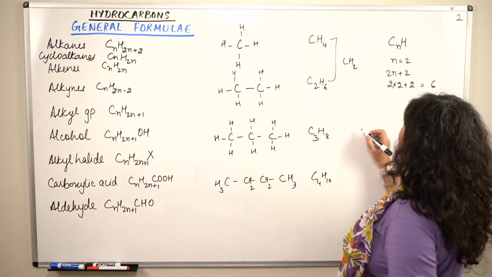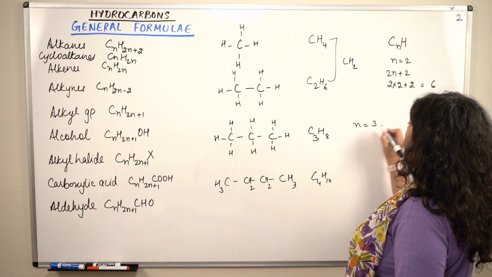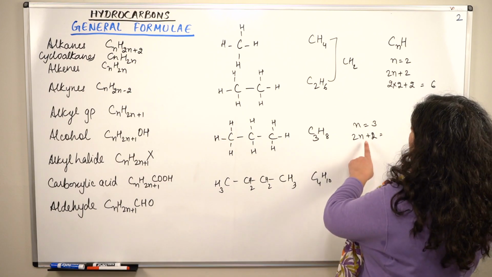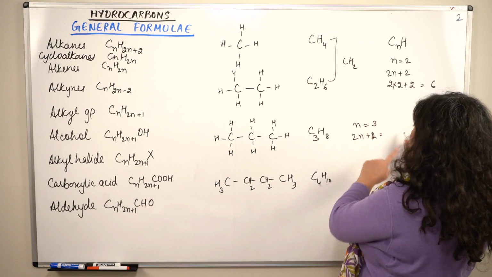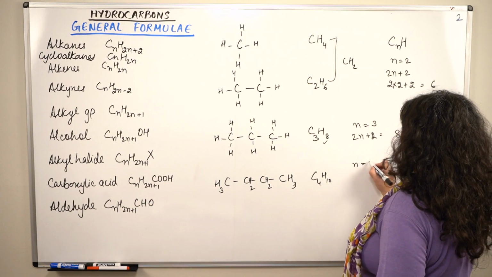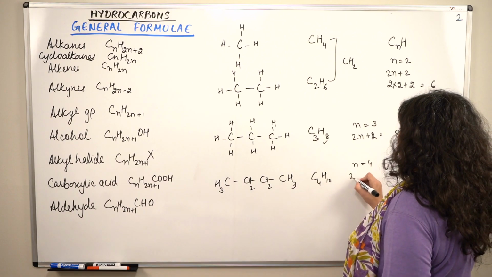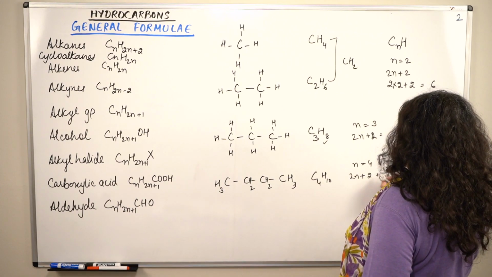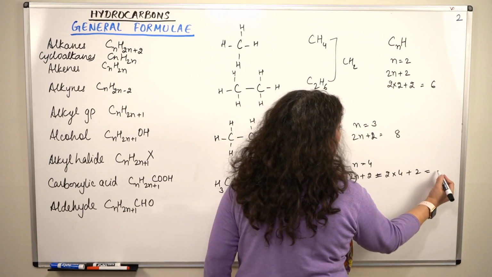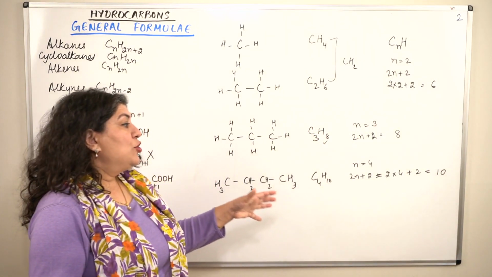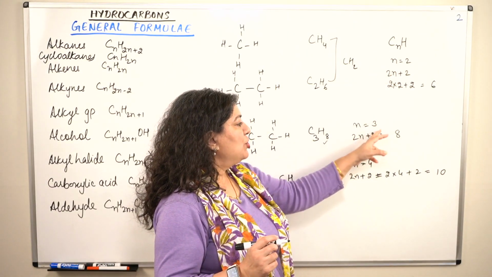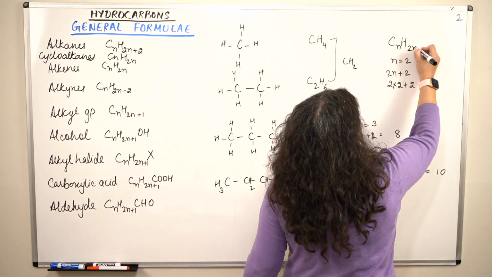Now in propane, the value of n is equal to 3. So if C is 3, 2n plus 2, how much would it be? 3 2s are 6, 6 plus 2 is 8. And that is what we see, hydrogens are 8. There are 4 carbons, so n is equal to 4. So what will be the number of hydrogens? 2n plus 2 would be equal to 2 into 4 plus 2, which is 8 plus 2, which is 10. So looking at this, whatever is the number of carbon atoms, we can say hydrogen is twice n plus 2, 2n plus 2.